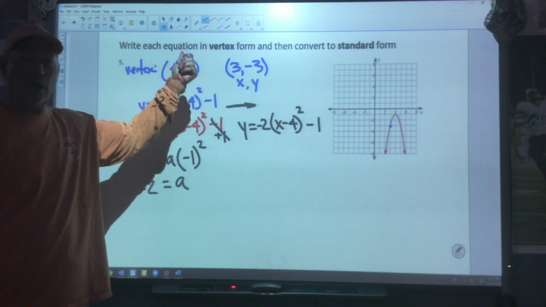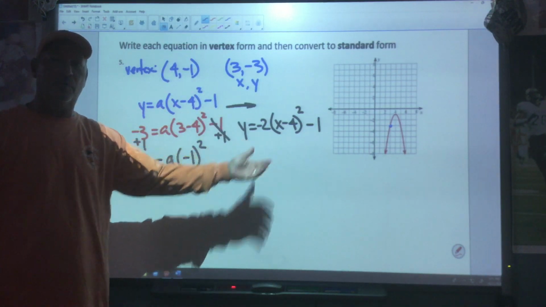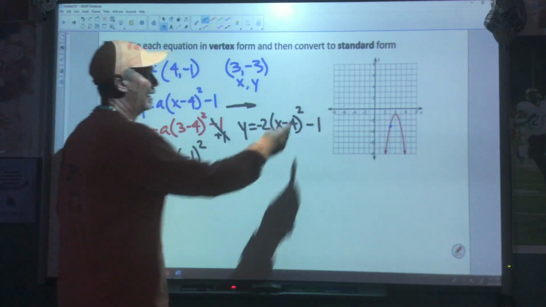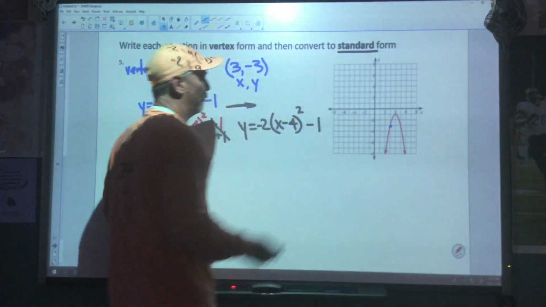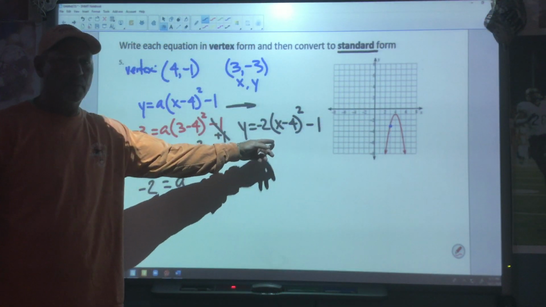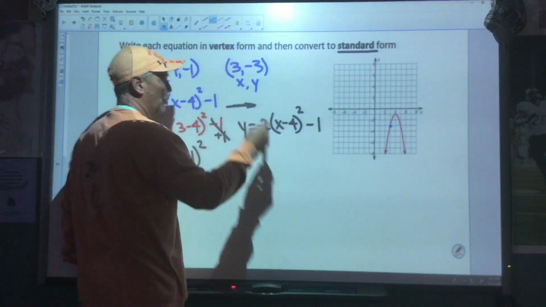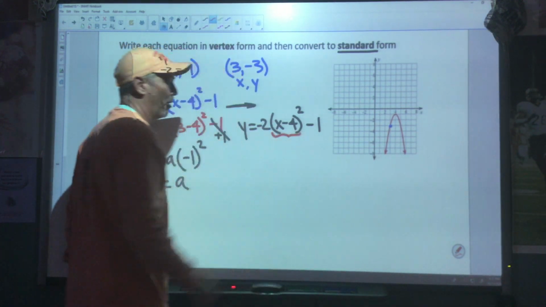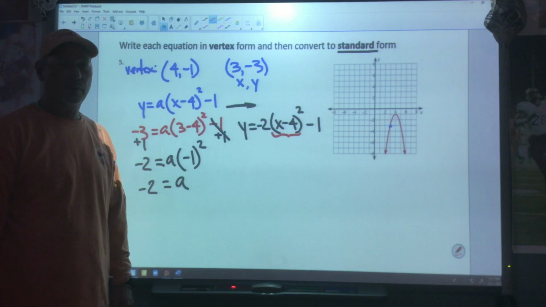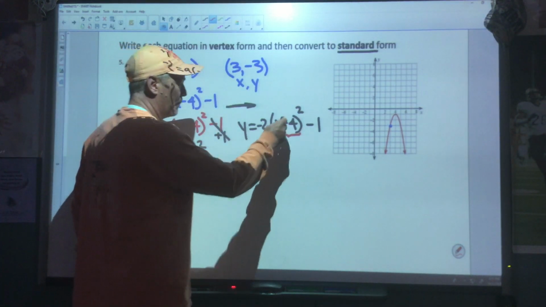Just like a problem we did earlier, we have to convert this to standard form. They're asking you to now write it in standard form. This is your vertex form. We're going to convert it to standard form. We're going to attack this part first, so we're going to square this.